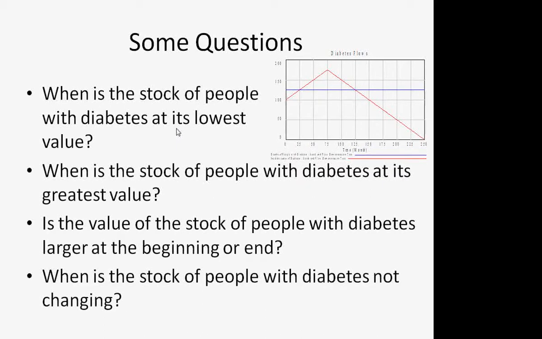Do you want to finish the statement? And then at the intersection, it's at equilibrium, so that's where inflow and outflow are equal. So once it goes below the blue line, outflow exceeds inflow, and the stock starts to decrease. That's right. So it's at its greatest value here. When is it at its lowest value? The end? Yeah, that's right.